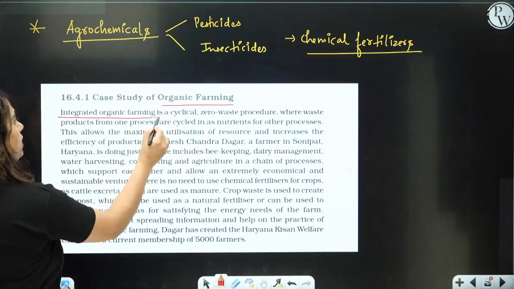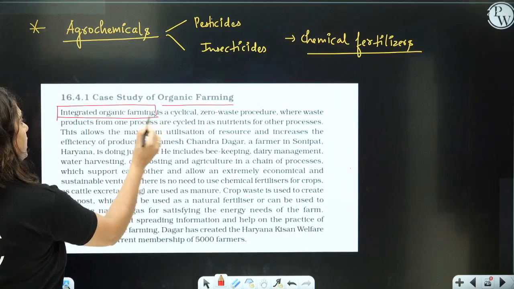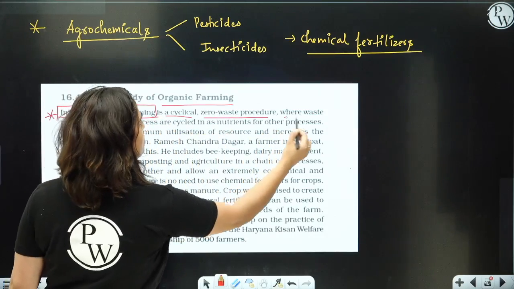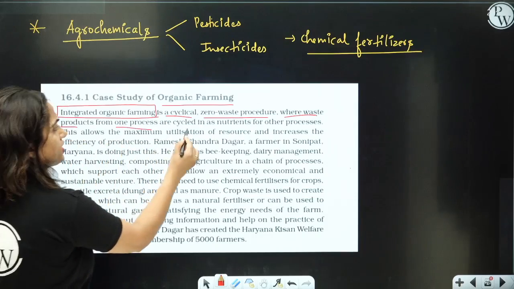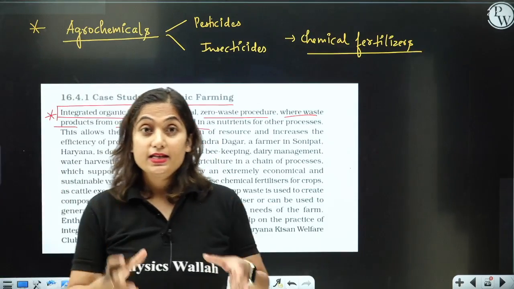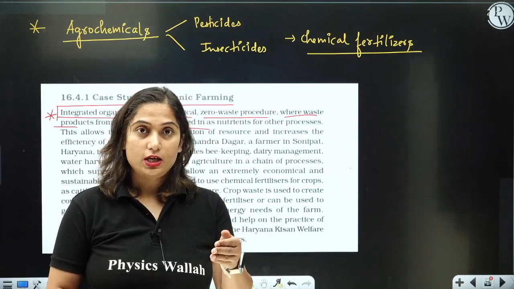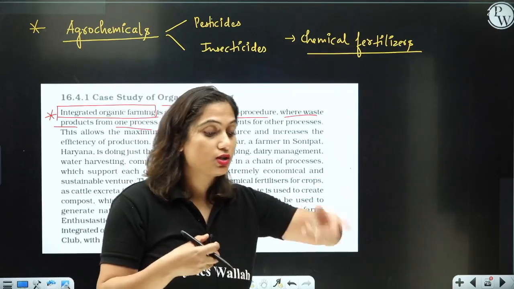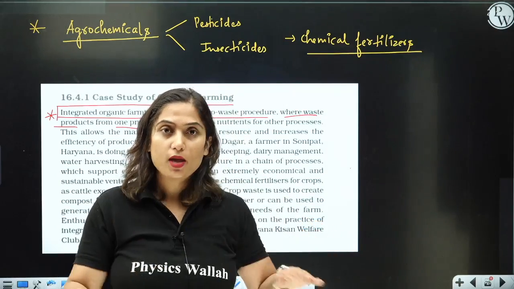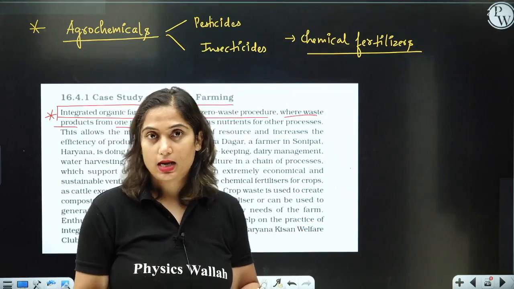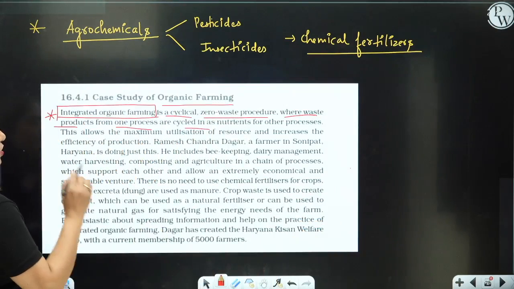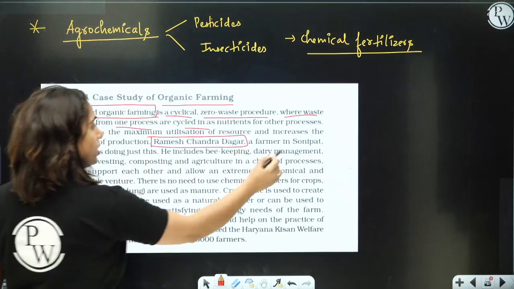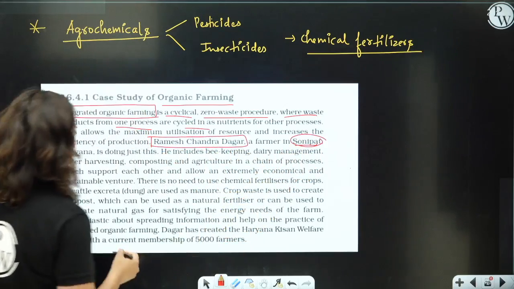So integrated organic farming is a cyclical zero waste procedure where waste products from one process are cycled. That means it is a method in which there is zero wastage. The waste material from one process is used in another process, and here no chemical fertilizers, no chemicals are used. Okay, so this case study was done on Ramesh Chandra Dagar. He was a farmer in Sonipat. Sonipat is in Haryana, right?